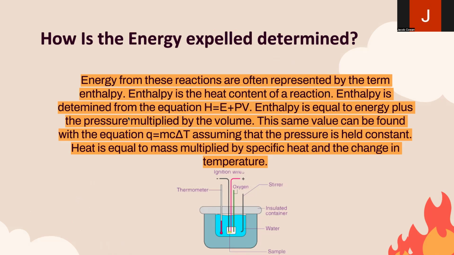So when we look at this, this equation is very, very easy to use. We're going to take our m, that's the mass of our substance, multiply by the specific heat of the substance, and then multiply by the change in temperature. So if we look down here, we see a calorimeter.